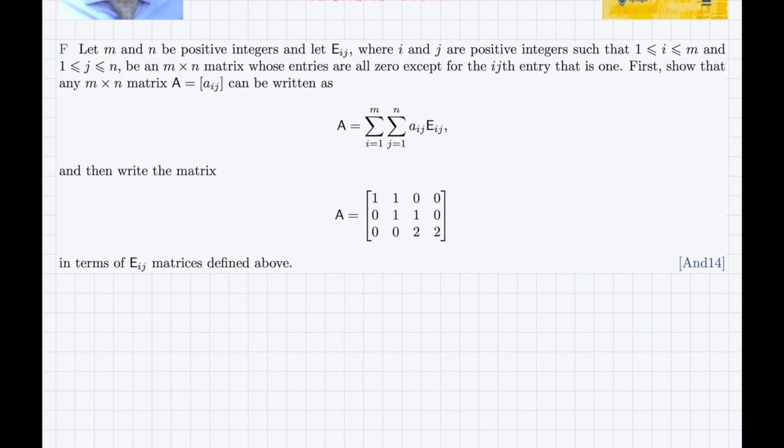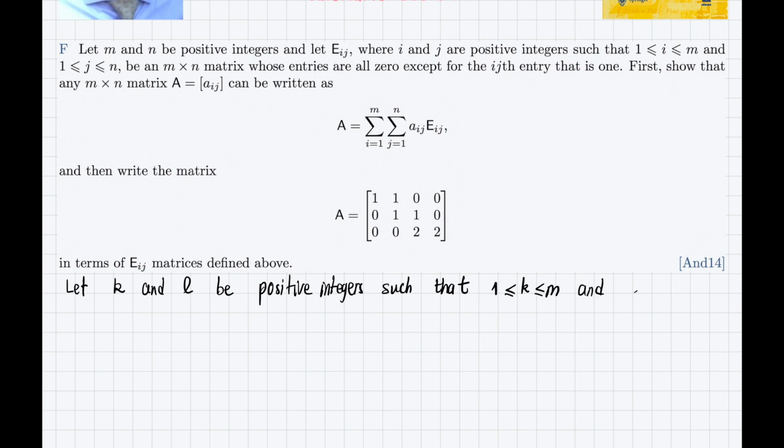Okay, so I need to concentrate on one entry here at a time and compare it with the corresponding entry here. I would say: let k and l be positive integers such that k is somewhere between 1 and m, and l is somewhere between 1 and n.